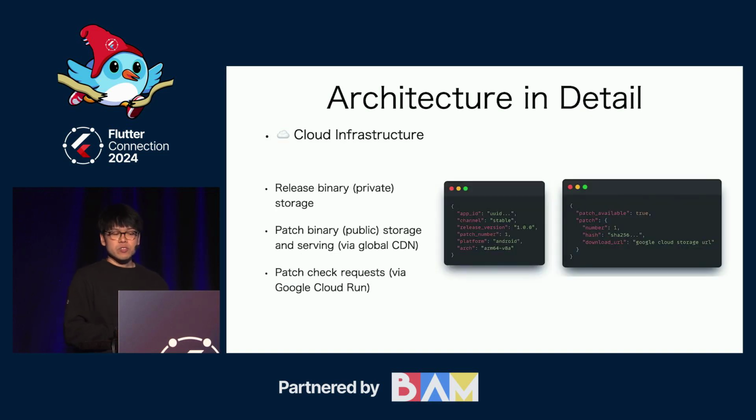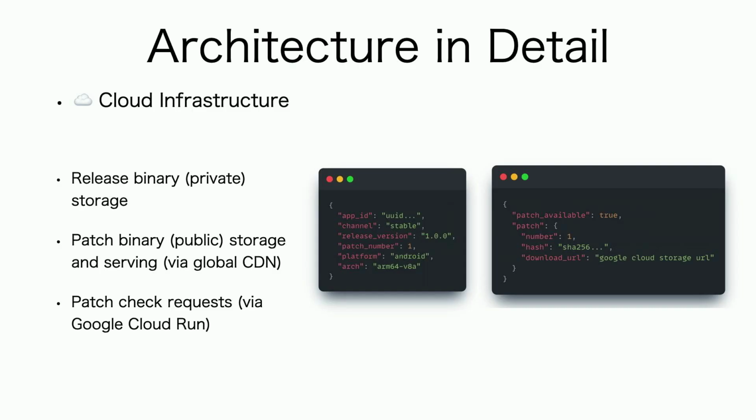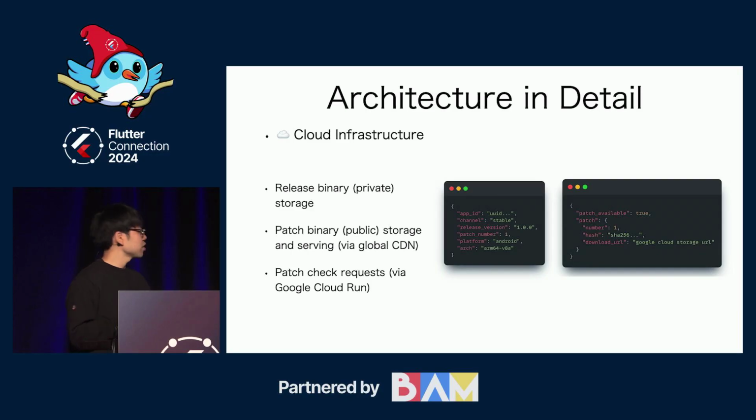The cloud infrastructure is divided into three key components: release binary storage, patch binary storage, and check requests. These components are designed to ensure seamless operation of their services. They store release artifacts such as IPA for iOS and the app bundle for Android in private storage. And the patches, which are diffs from the release, are stored in the storage and served via global CDN.